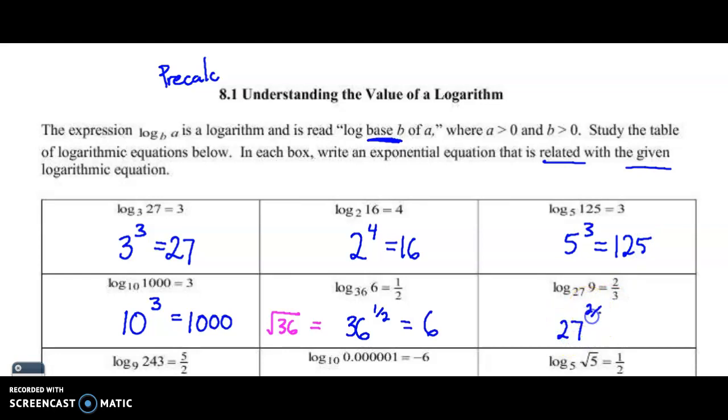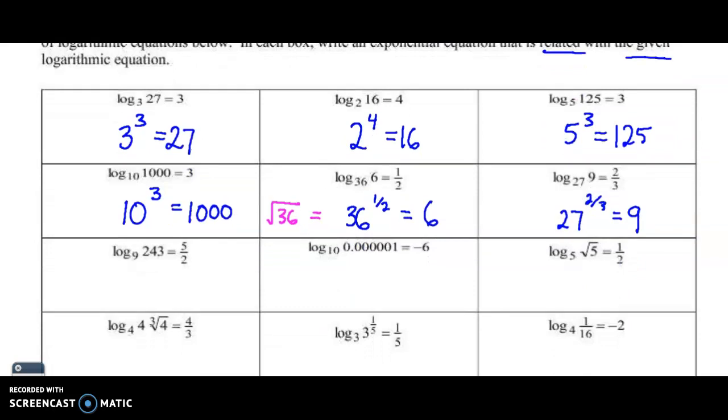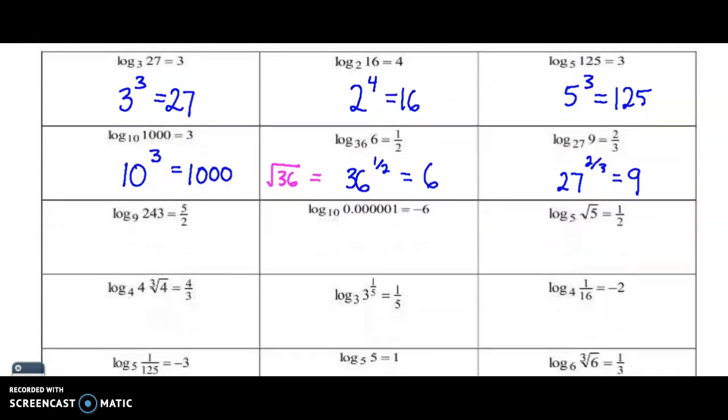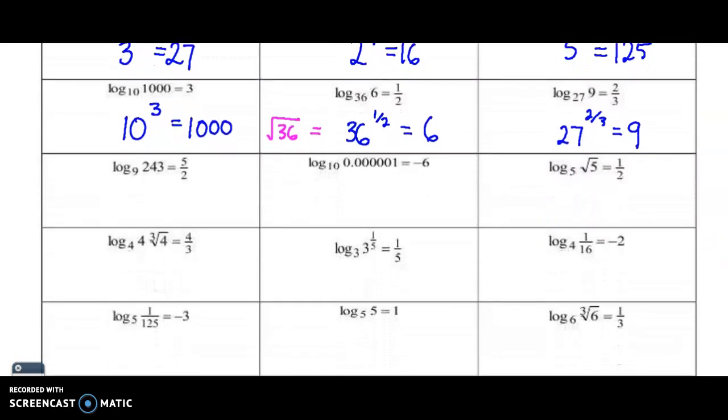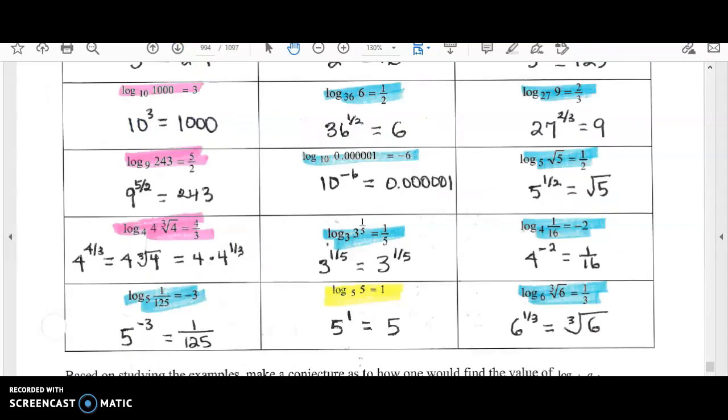27 to the 2/3 power will give you 9. And I think what I'll do is just show you the answer key. So try some of these other ones as I pull up the answer key. You should have something like this. Now, I probably should have gone through a little bit more work with this one. Let me go ahead and do a little bit more work with that one.